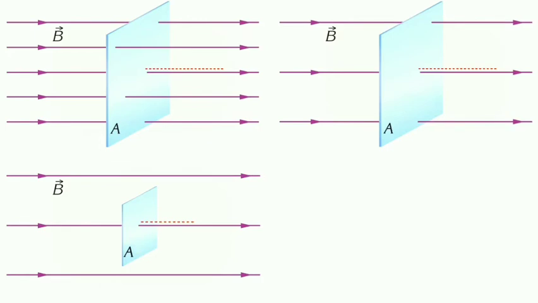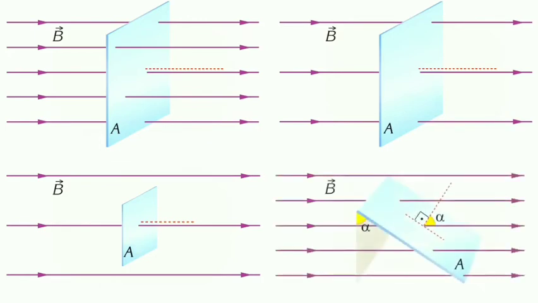And the angle between the plane and the magnetic field lines also affects the magnitude of magnetic flux. If the plane and the magnetic field lines are parallel, then magnetic flux through the surface is zero. And the magnetic flux is maximum when the plane is perpendicular to the magnetic field lines. Okay, now we know the factors that affect the magnetic flux.